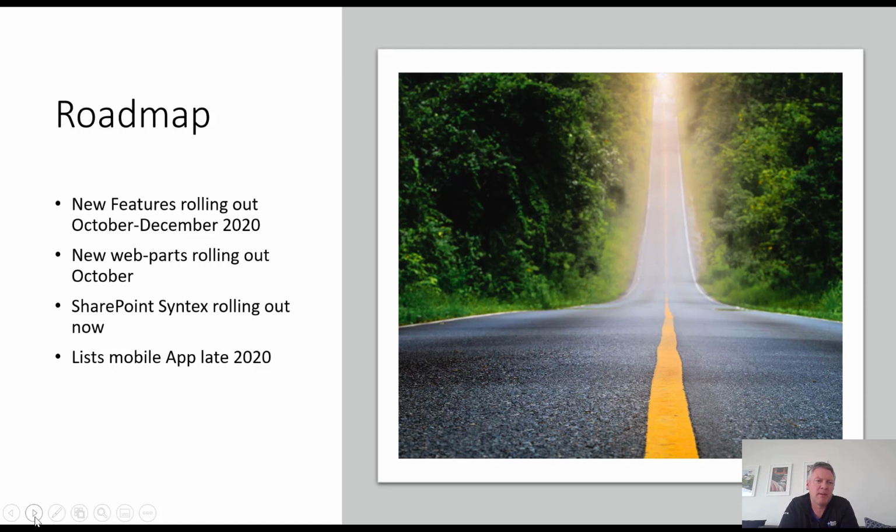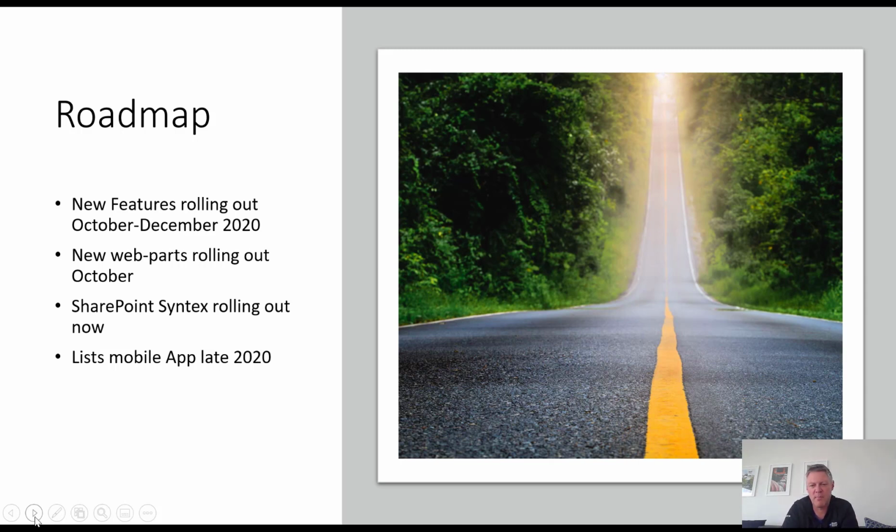So what's in the roadmap? Well, a lot of the features we've talked about are rolling out between now and December 2020. There's also a bunch of new web parts which we can expect to see rolling out through October and on towards the end of the year. Microsoft project Syntex for SharePoint is rolling out now, and the pricing has become available in the last week, and the mobile app for Lists late 2020.